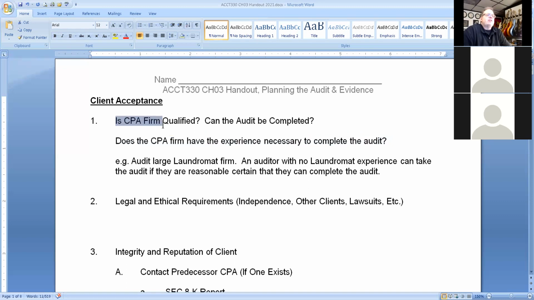Okay, so is the CPA firm qualified? But this next one here is also very important. Can the audit be completed? It is possible that you think you could do the audit, or maybe you even have experience doing the audit, but for whatever reason, you don't think that it can be completed. It could be that the internal controls and the organization of the place is just too chaotic to make heads or tails out of. You could have other concerns. Maybe they had a fire that took out all their accounting records and all that kind of stuff. So you also can't take the audit if you don't think you can complete it. Only if you can complete it, or are reasonably certain that you can complete the audit, should you take it.